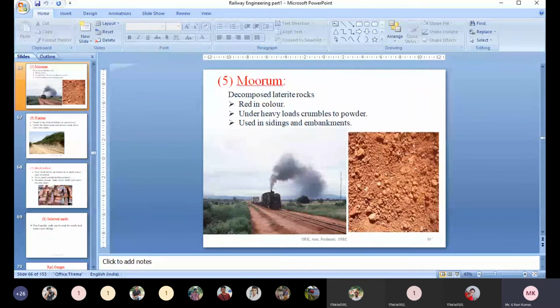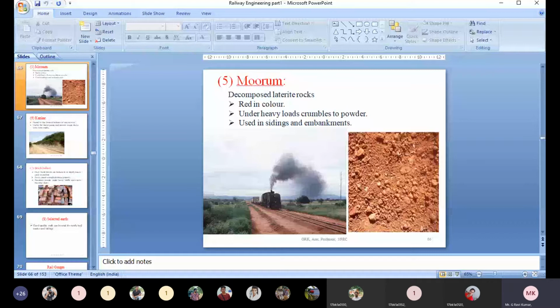It is a type of soil. It is a type of soil which is formed due to the decomposition of laterite rocks. It means due to decomposition of some organic soils or some organic rocks, the muram will be produced. It is also organic in nature, and it is red in color. Under heavy loads, it gets crumbled into powder, and it is also used in sidings and embankment.